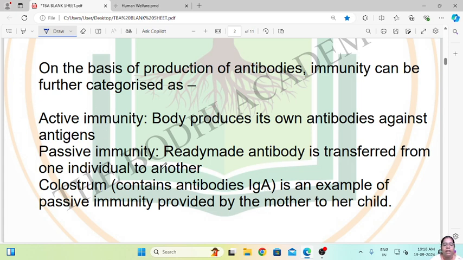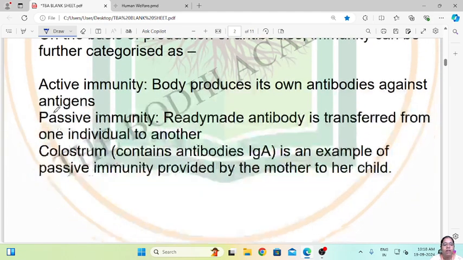So in passive immunity, the antibodies which are required are already present in your immune system. Your body does not secrete those antibodies. This type of immunity is called passive immunity. An example is colostrum, which contains the antibody IgA. So colostrum contains antibody IgA, and it is an example of passive immunity.